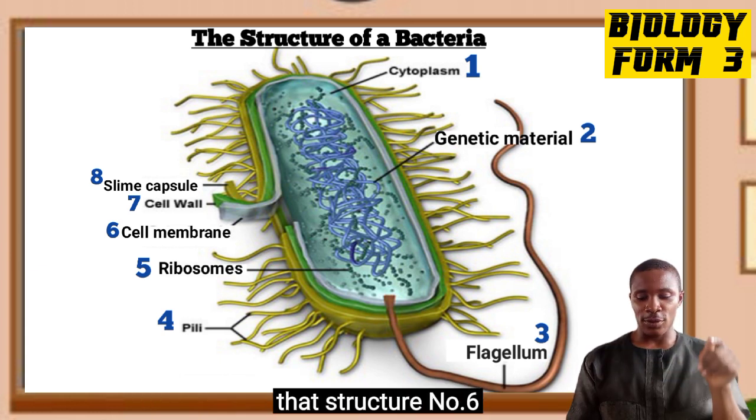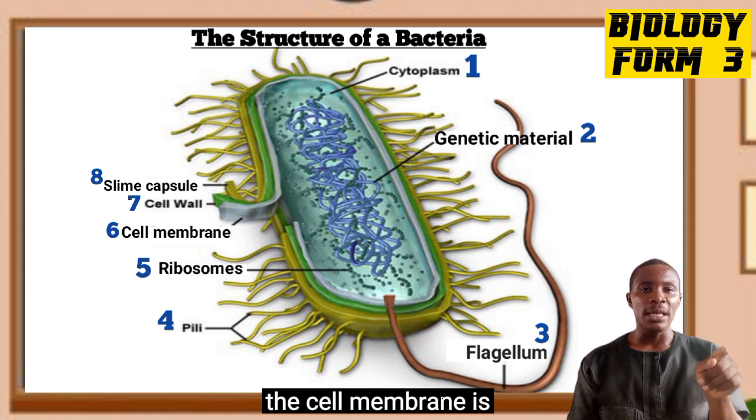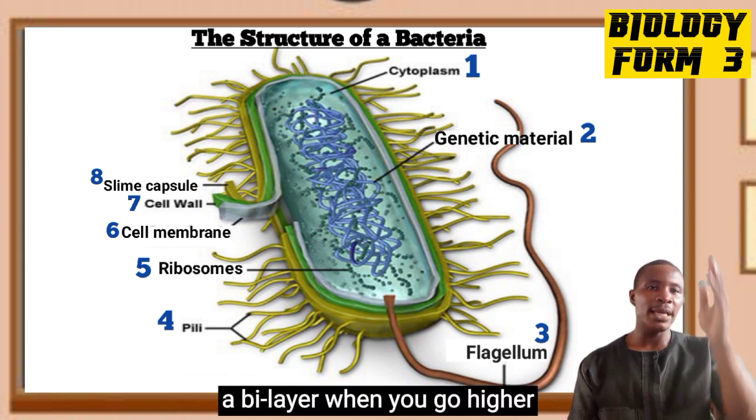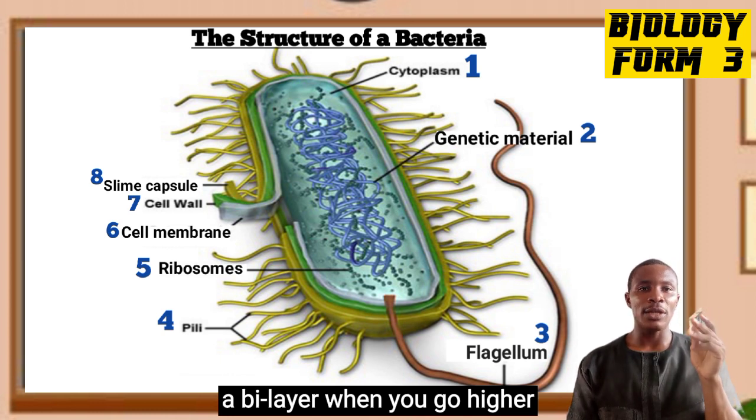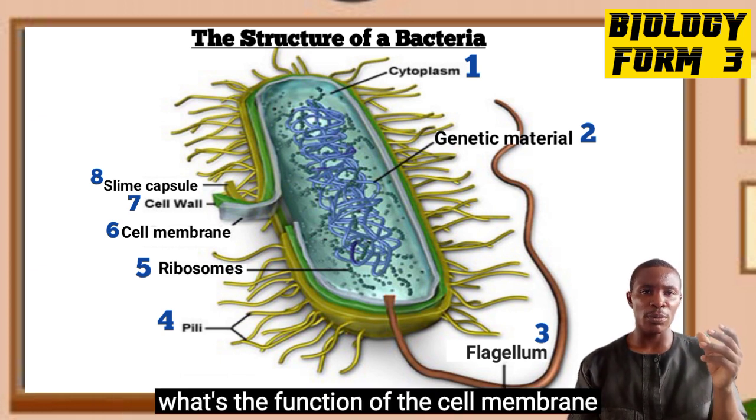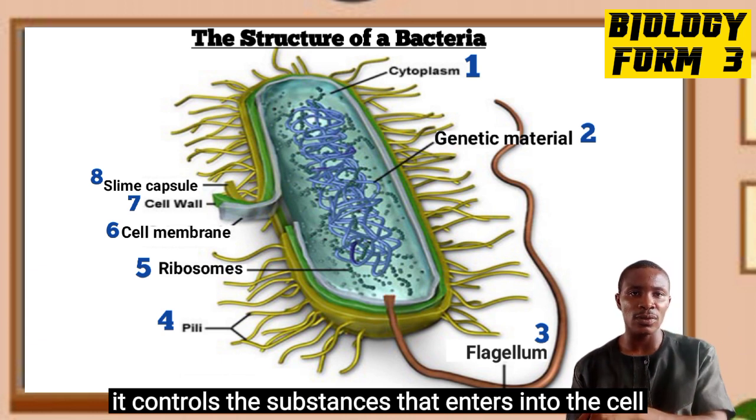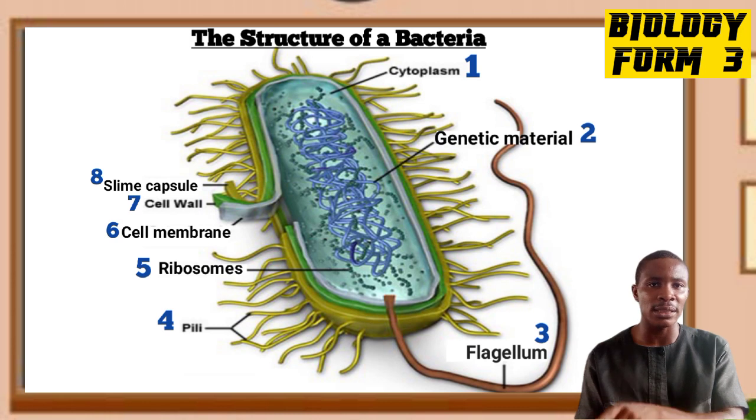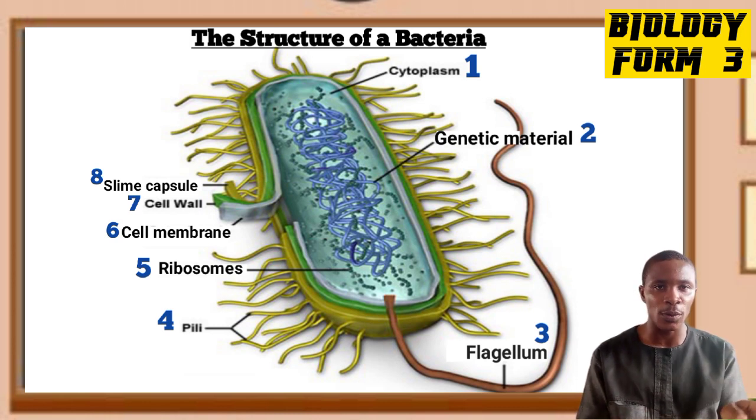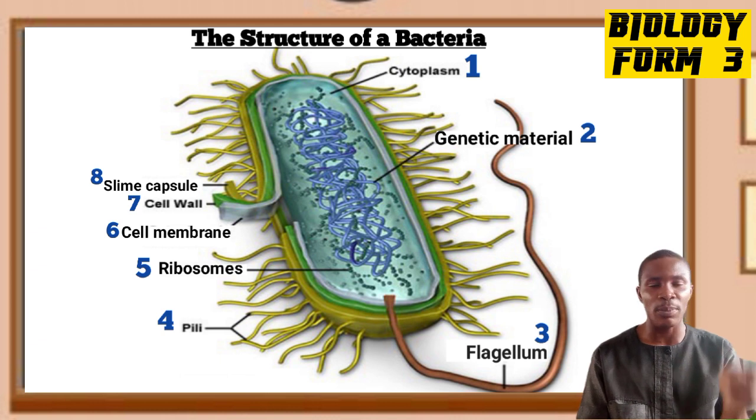The next structure, structure number 6, is the cell membrane. The cell membrane is a bilayer. When you go higher, you are going to see how the cell membrane looks. What's the function of the cell membrane? It controls the substances that enter into the cell, and the substances that go out of the cell. So in summary, it controls the going in and going out of substances in the bacterial cell. That is it for the cell membrane.